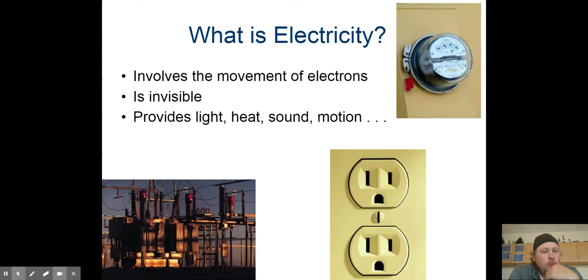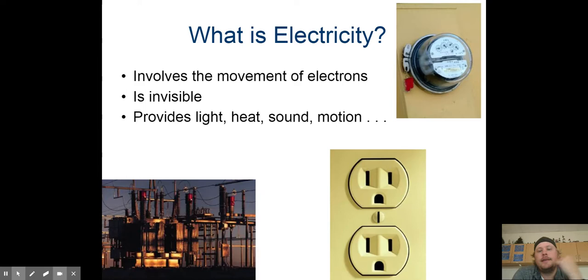Light. So turn on your lights, chances are they're probably electric. Your heat, you might have an electric heating system. You may have a heated blanket, something like that. Sound, your earbuds, your computer, your music at home. Motion, car, whether you have a scooter, whether you have any different things like that, sometimes are using electricity.